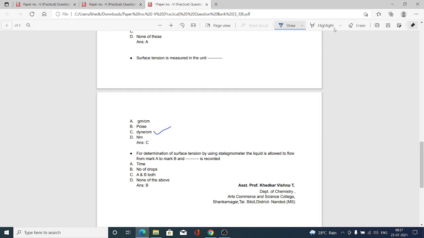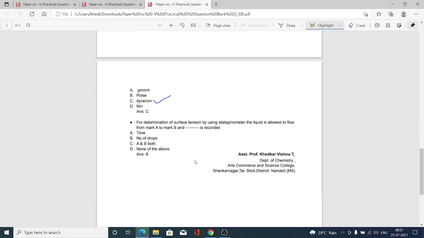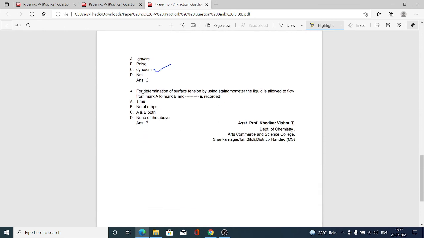Then next MCQ: for determination of surface tension using the stalagmometer, the liquid is allowed to flow from mark A to mark B and dash dash is recorded. Option A, time. Option B, number of drops. Option C, A and B both. Option D, none of the above. Option B is correct in this case, since we measure the number of drops in that experiment.